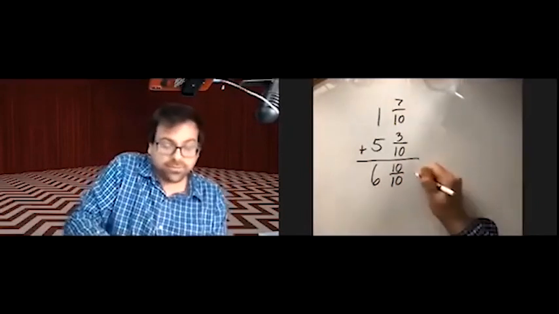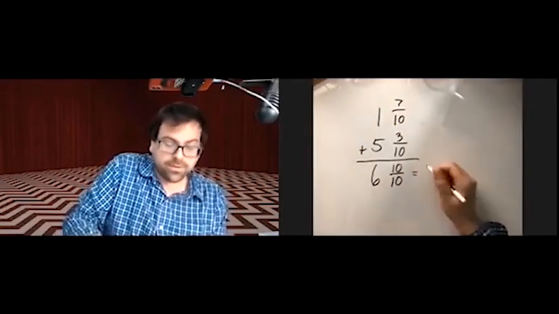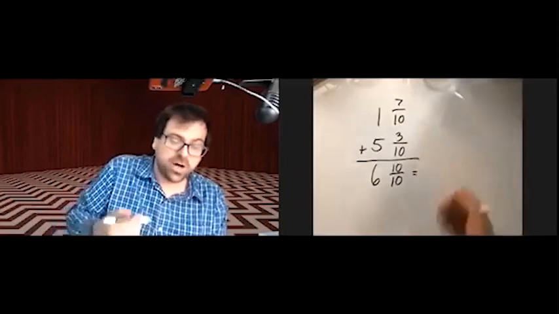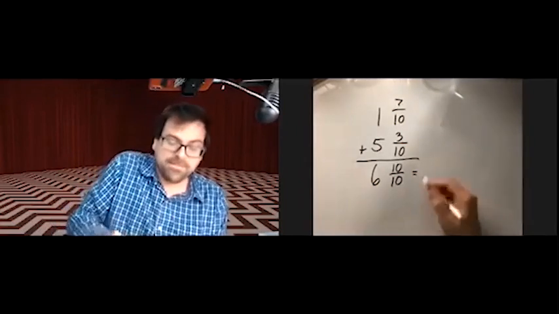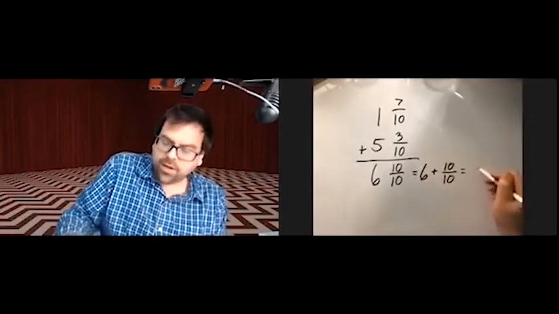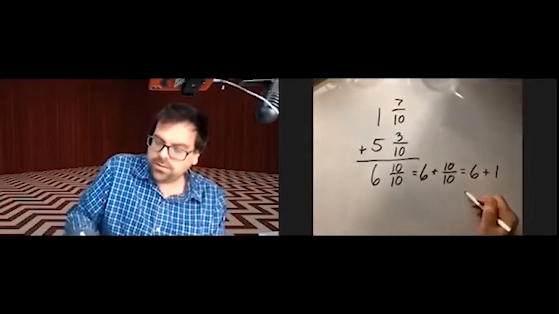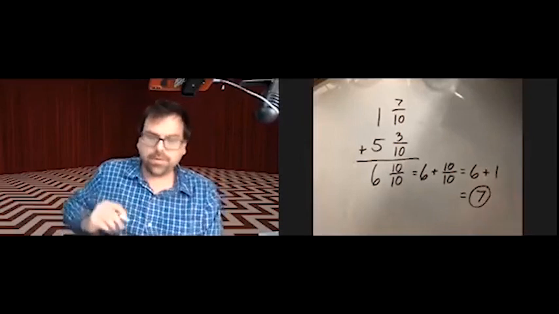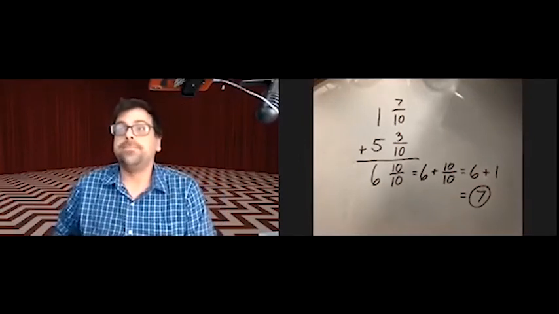10/10 is not a proper fraction. The top number is not smaller than the bottom number. They're the same. And we know what 10 over 10 is. Anything over itself is 1. Our answer is 7.